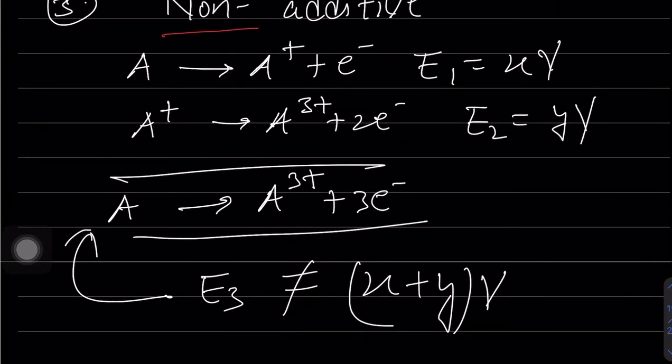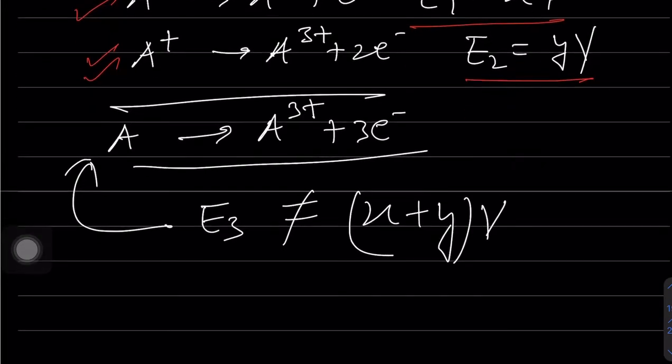Again, E is non-additive. This is the third property. What do we understand by this? We are having a reaction. Its oxidation potential is x volt. This is further getting oxidized. Its oxidation potential is y volt. Now if we add both the reactions, 1 plus 2, it becomes A3 positive plus 3 electrons. It will not be equal to x plus y volt.